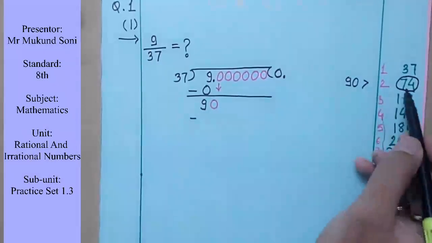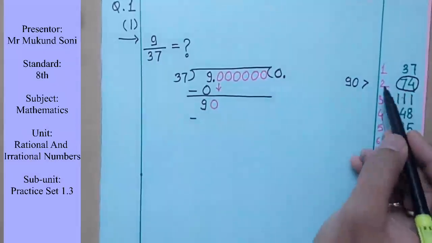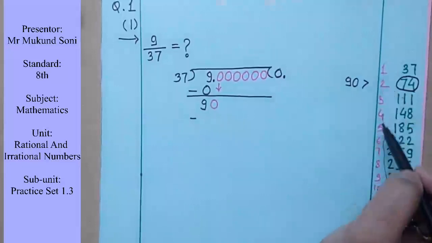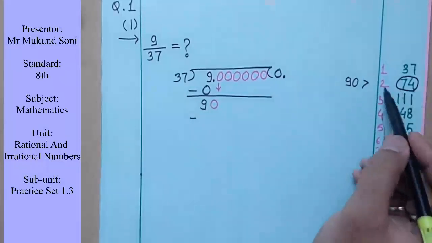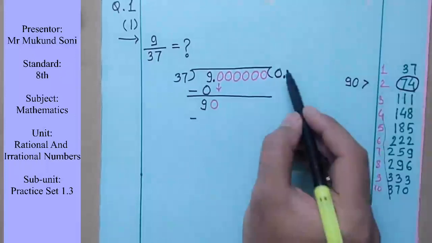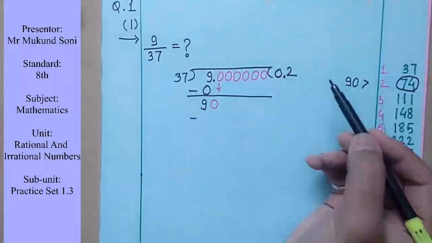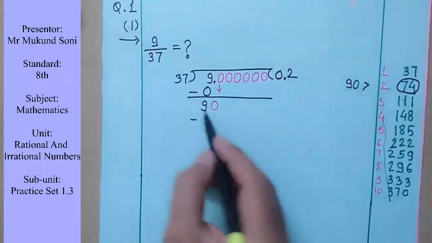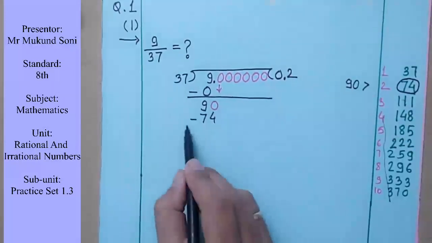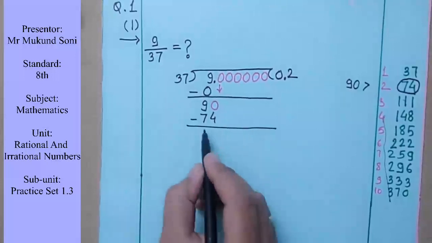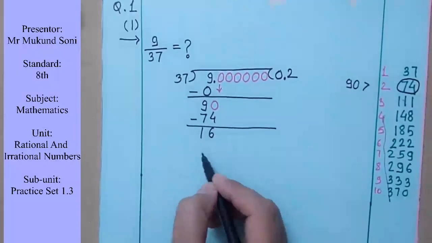If you see, 74 is the number which is close to 90 but less. So at what place does 74 come? That is 2's. That's why those numbers in pink are there, to check what my quotient will be, and my quotient is 2. So I'm going to write 2 as a quotient here after the decimal point, and I will write 74 below the 90. Now do the subtraction. Answer is 16.